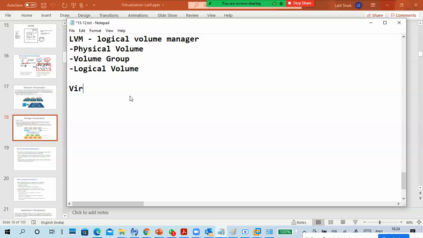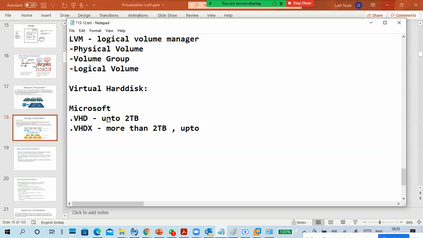It's 6:30. Okay, another concept is virtual hard disk. VHD, virtual hard disk from Microsoft. These two are from Microsoft, .vhd and VHDX. The VHD concept is a file stored on your physical machine. The VHD format supports up to 2 terabytes. VHDX supports more than 2 terabytes, up to 64 terabytes. That is the VHDX format.